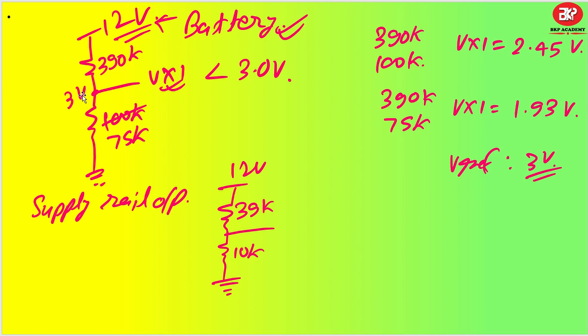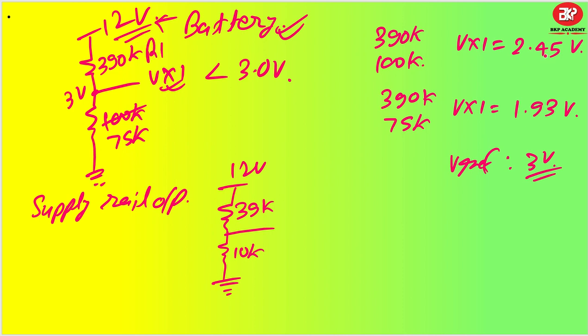So for that we will downgrade it by having a resistor division. Understood? What I have done is I have taken 390 kilo ohm and 75 kilo ohm. In that case, Vx will come up as 1.93 volt. If you take 100 kilo ohm, then this will come up as 2.45 volt. How does it come?